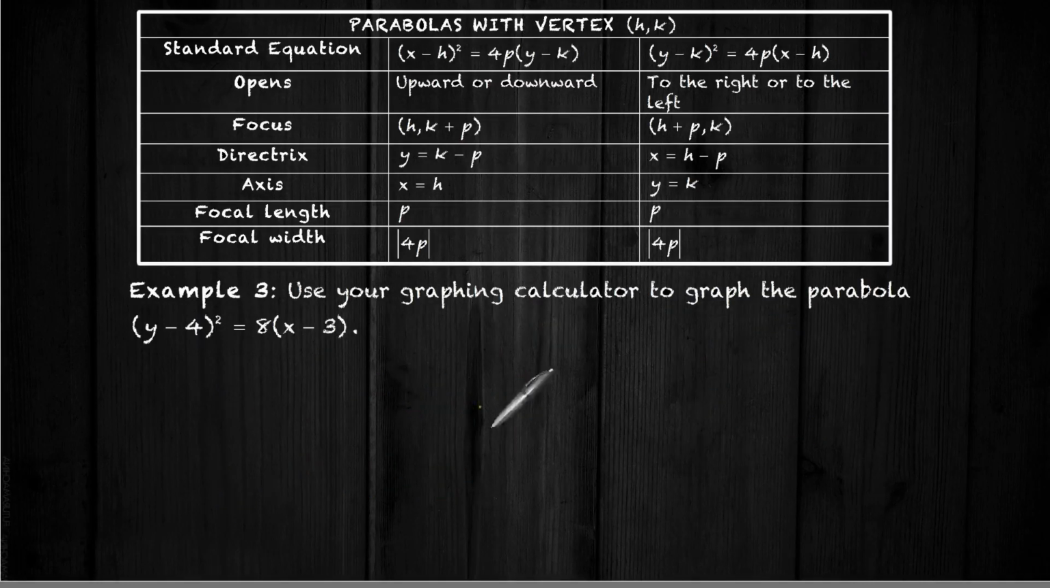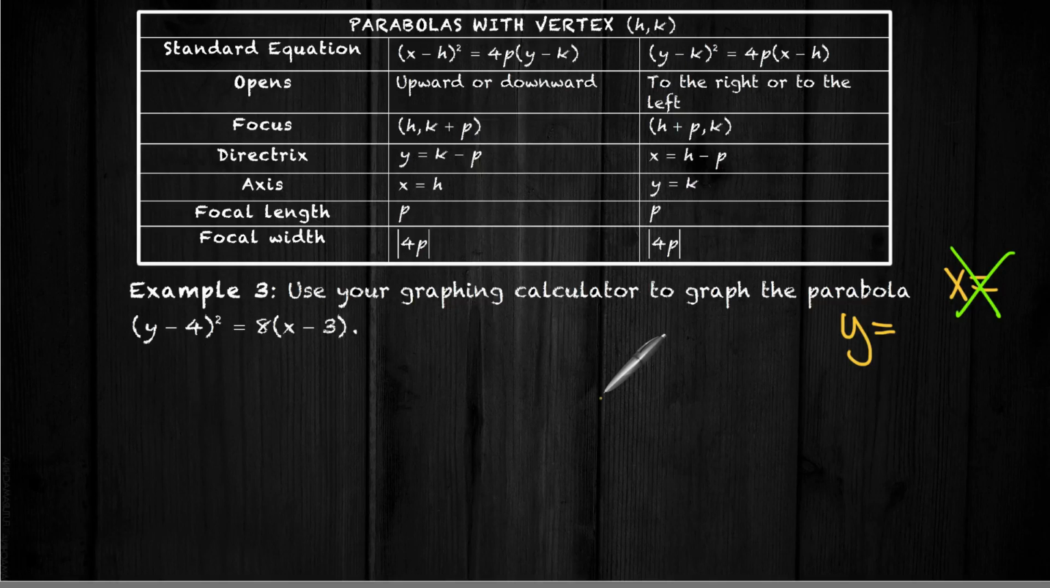Okay, example 3 says use your graphing calculator to graph the parabola (y − 4)² = 8(x − 3). And your first instinct may be to think, well, what in the world is this problem asking me to do? But you have to remember that before you can graph something on your calculator, it has to be solved for y. It has to be y equals, and it can't be x equals because the calculator doesn't have that feature. Most calculators don't have the feature to graph x equals equations, only y equals.